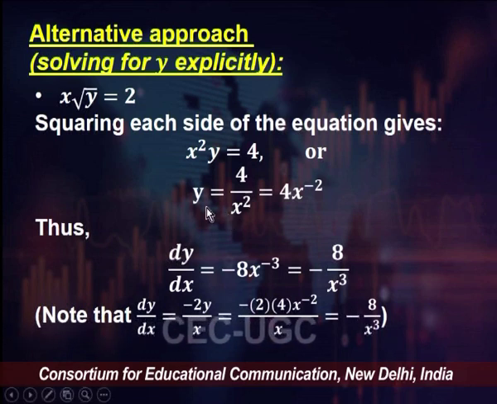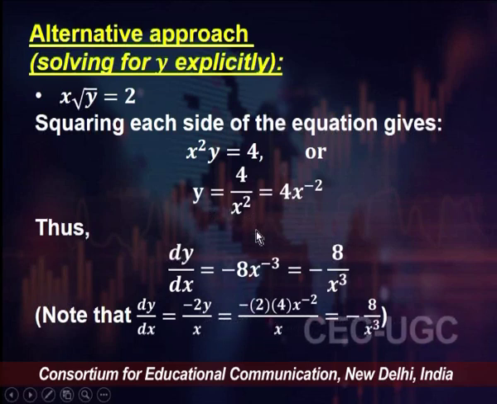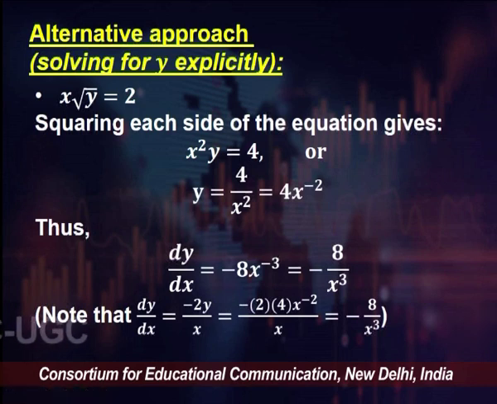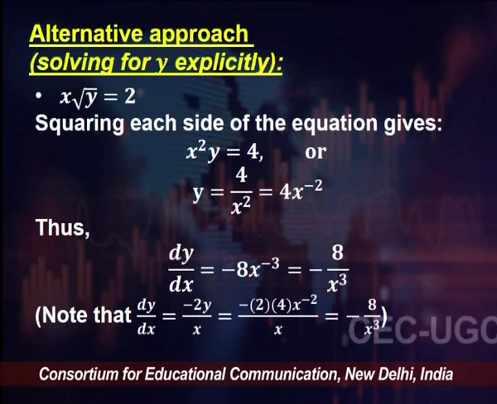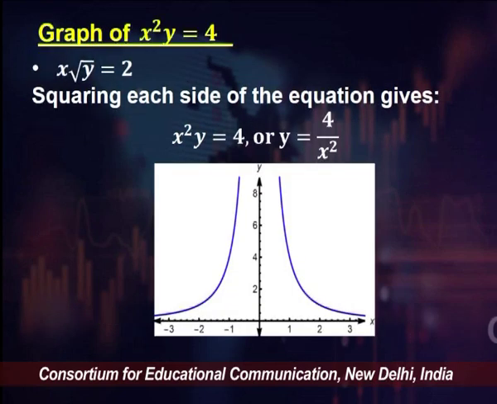Whereas if you solve for y, you're getting 4 by x squared, and this is a graph we've already discussed, though we can't get into too much detail because we haven't done all the calculus so far for drawing the graph of such functions, but let me show you the visuals. So x times root y equal to 2 basically looks like this.